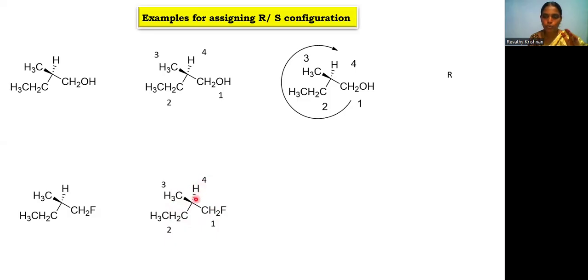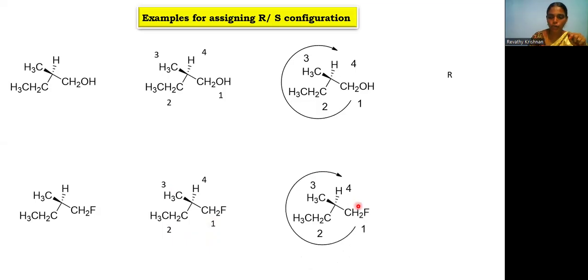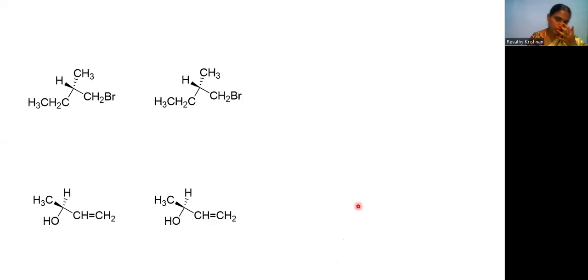The fourth priority, the lowest priority, is at the dash line. So here we have to look at the travel of the eye, whether it is clockwise or anti-clockwise. In this molecule, it is in the clockwise direction. So by default, the configuration is clockwise, which means it is R. Likewise, we can give some more examples also.